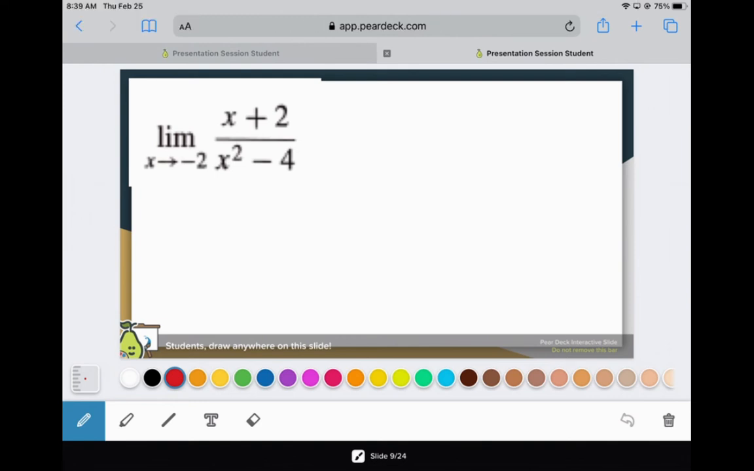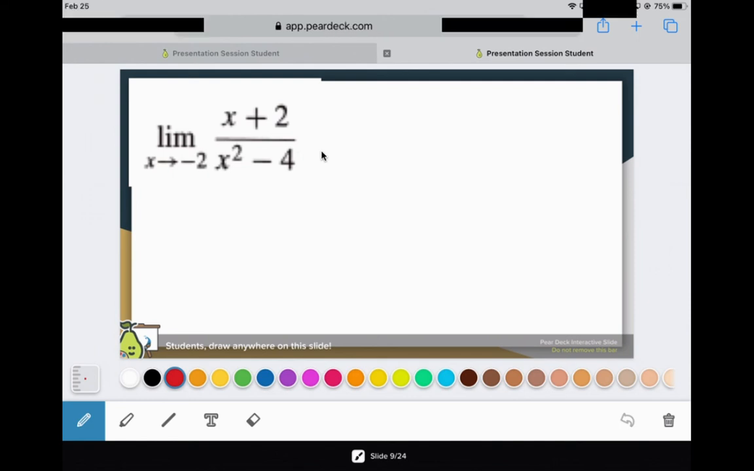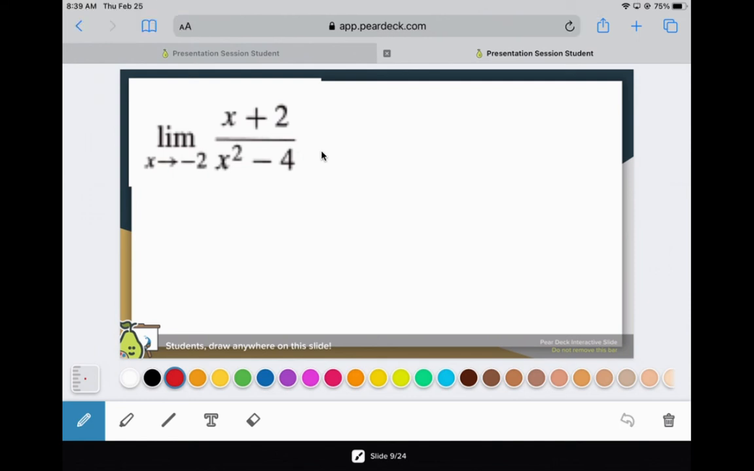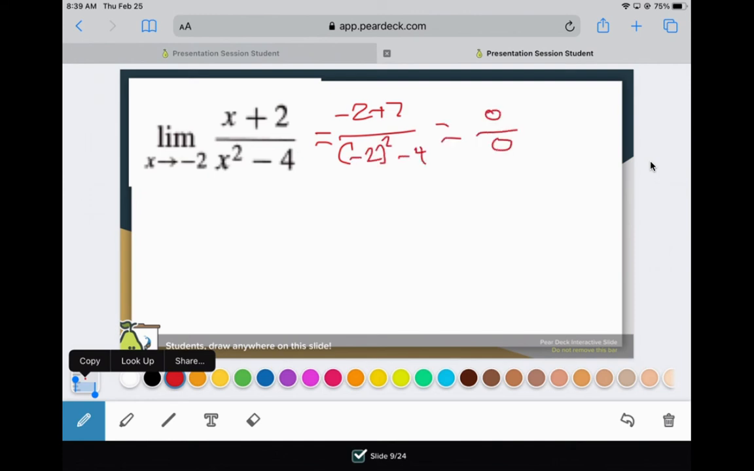Okay. I want to use this one because it's not every time that we only have to factor out the numerator. Sometimes we have to factor out the denominator as well. So we factor the one with the power. That's the one we need to do. Because if I plug in negative 2, negative 2 plus 2 over negative 2 squared minus 4 is going to be 0 over 0. That's giving me a problem. It's indeterminate.